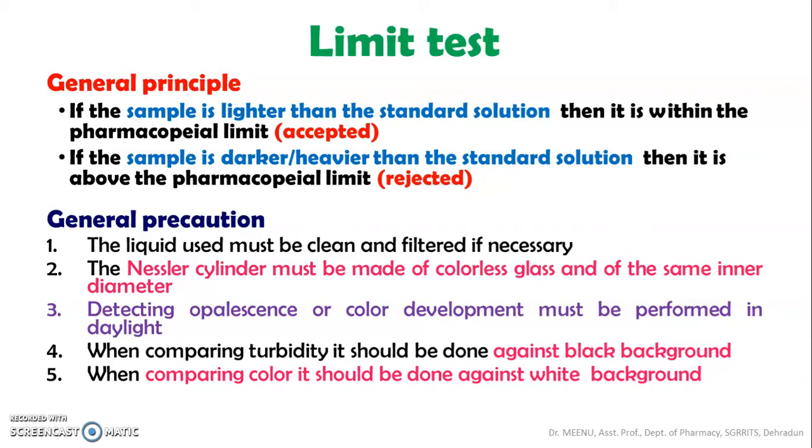General precautions while performing the limit test: The liquid used must be clean and filtered if necessary. The Nessler cylinder must be made of colorless glass and of the same inner diameter. Detecting the opalescence or color development must be performed in daylight. When comparing the turbidity, it should be done against a black background, and when comparing the color, it should be done against a white background.